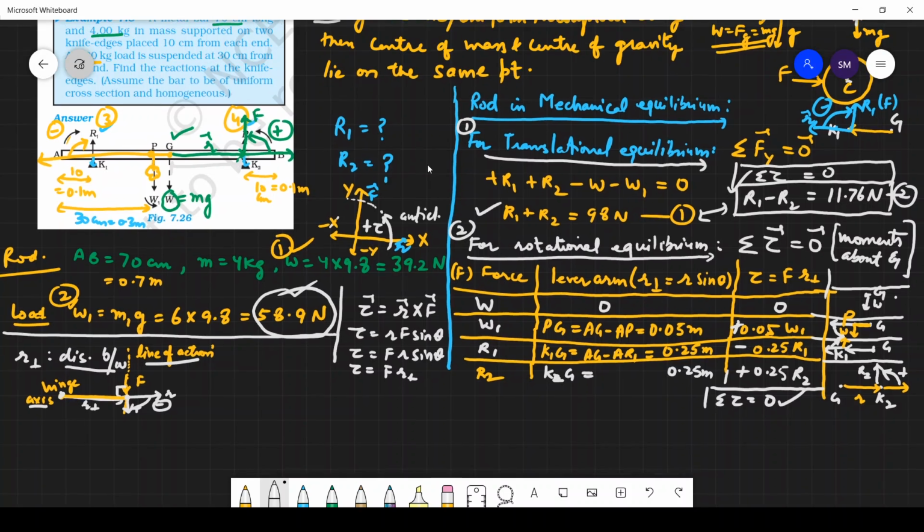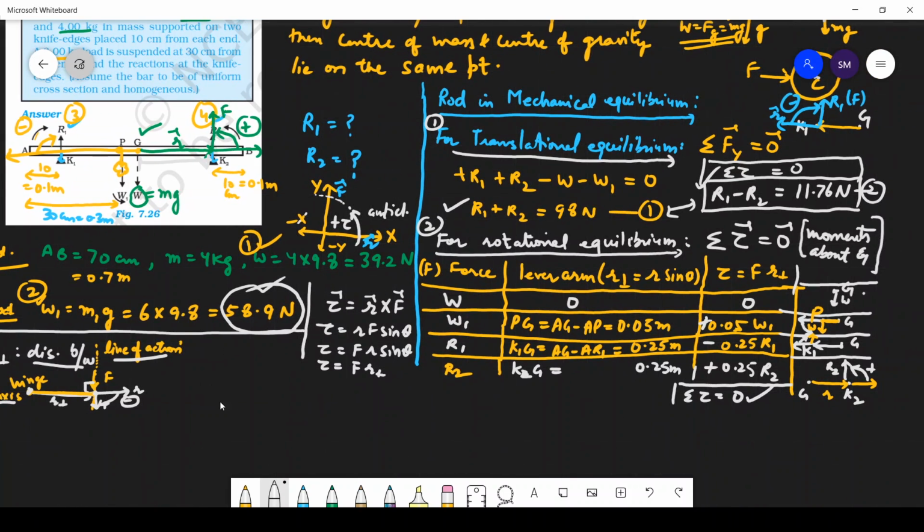So how do I get this? This is simply, I have added them, means 0 plus 0.05 into 58.9, that is W1, minus 0.25 R1 plus 0.25 R2, that is equals to 0.